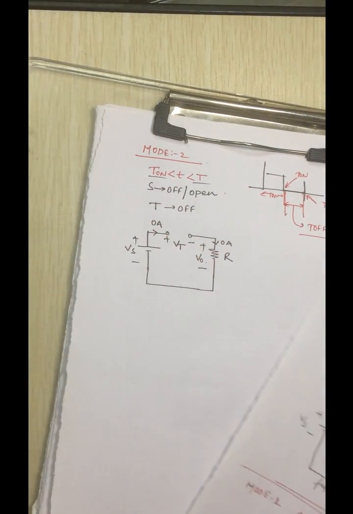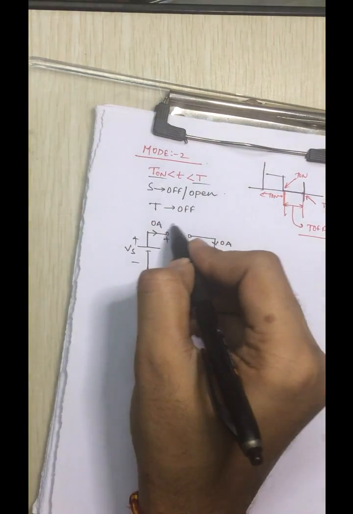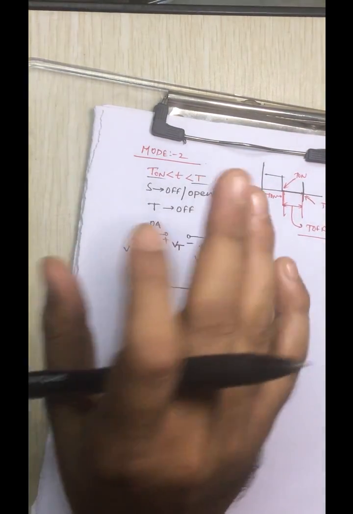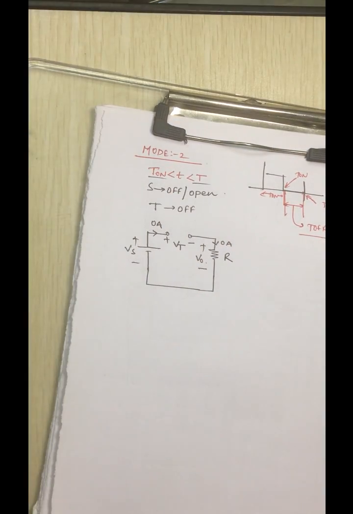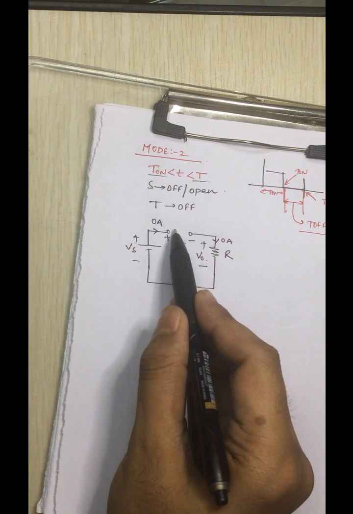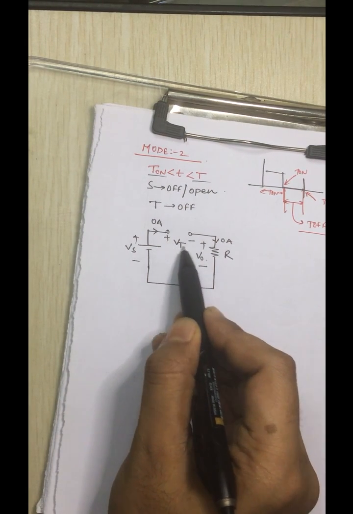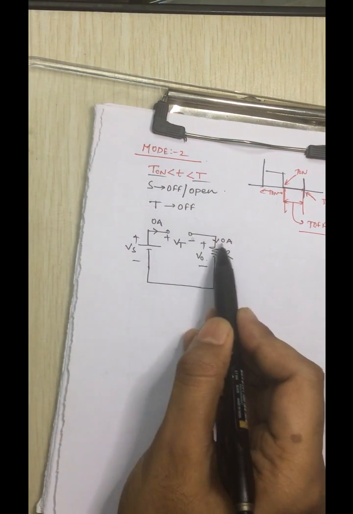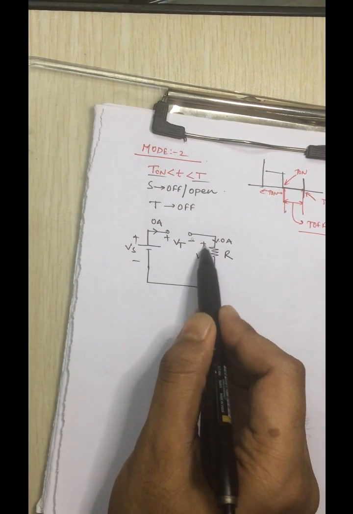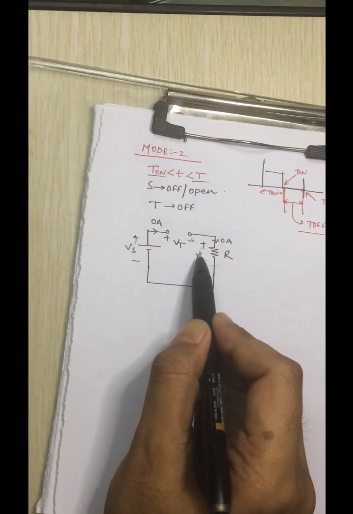You see, when this switch is off, as we know that whenever the switch is off, there will be zero current flowing in the circuit. If zero current is flowing in the circuit, means what? Only the voltage will be blocked by this switch. So there will be no current flowing through this resistance or through this load, so there will be no voltage drop across this resistance.